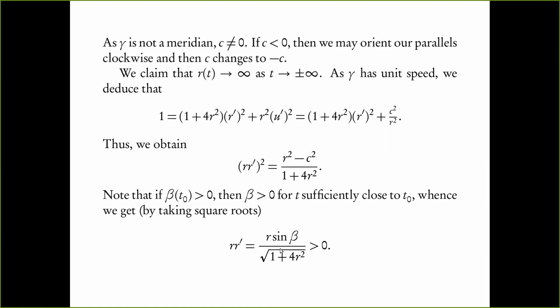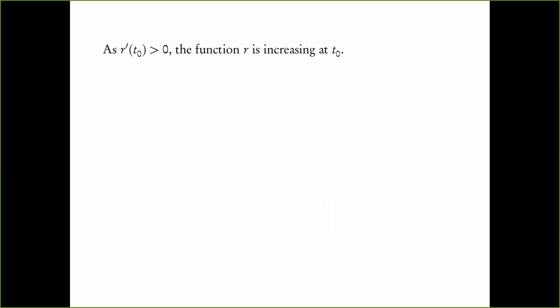r prime is r sine beta divided by the square root of 1 plus 4r squared. But this is evidently positive. Okay, this is positive in this specific interval around t0. So in particular, this means r prime is bigger than 0 because I can cancel off the r and I get r prime as a positive number. Okay. So that says what? So r prime is bigger than 0 at t0 in particular. So r is increasing at t0.